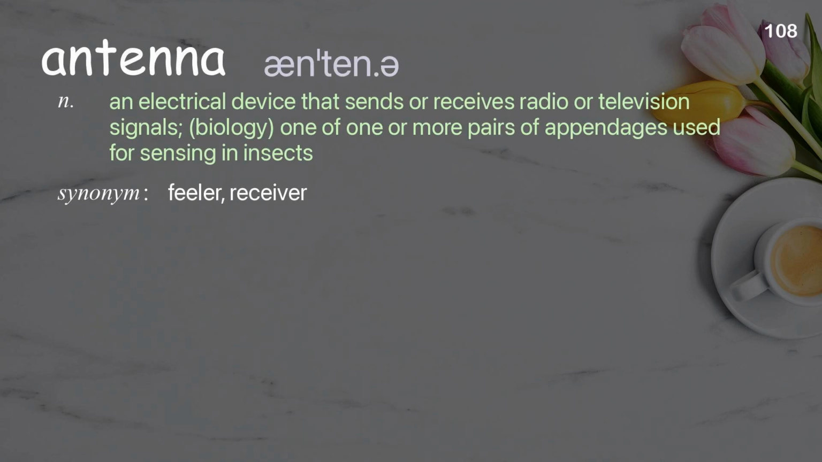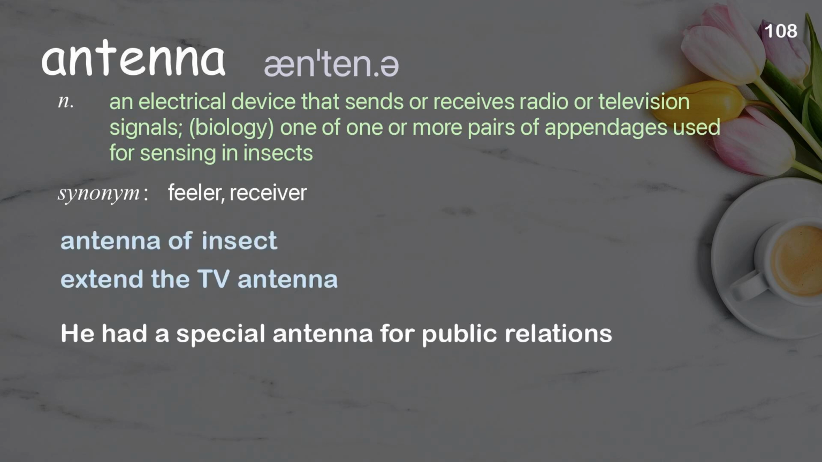Antenna. An electrical device that sends or receives radio or television signals. Biology: one of one or more pairs of appendages used for sensing in insects. Examples: Antenna of insect. Extend the TV antenna. He had a special antenna for public relations.